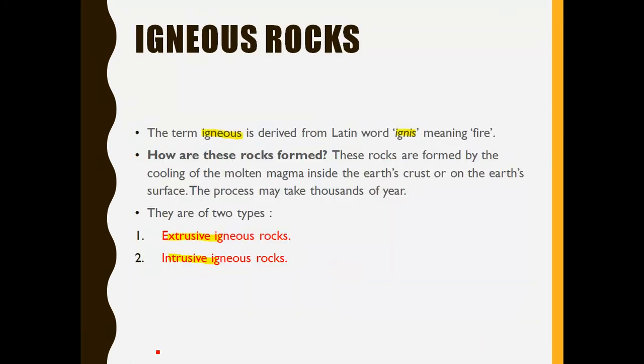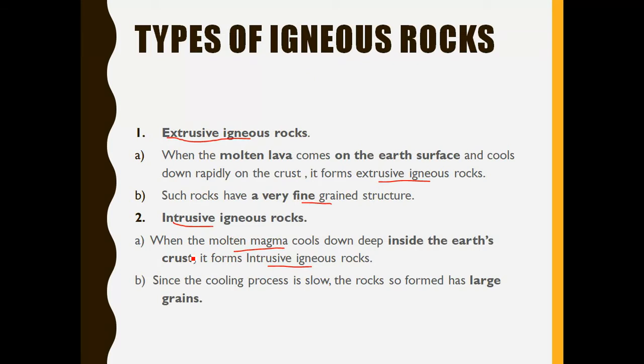Igneous is derived from the Latin word ignis, which means fire. How are they formed? They are formed when the molten magma cools down. If it cools down on the earth's crust, it forms extrusive igneous rocks. If it cools down inside the earth, it forms intrusive igneous rocks. Because extrusive igneous rocks cool on the earth's surface, the cooling time is very less. Quickly it cools down, so the grain structures are very refined or fine.